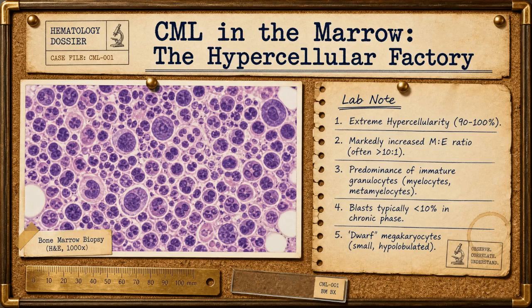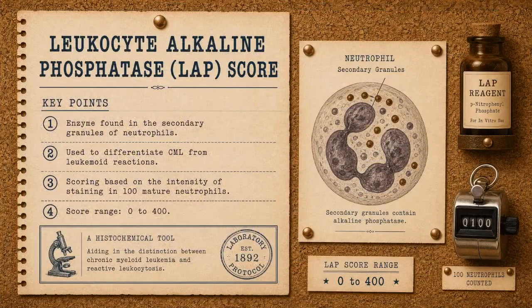Megakaryocytes can be normal to increased, but often appear immature or atypical. Understanding the bone marrow morphology in CML is absolutely essential for confirming the diagnosis and assessing disease burden. Next up, we'll talk about a classic lab test that helps us differentiate CML from other conditions, the leukocyte alkaline phosphatase, or LAP score.